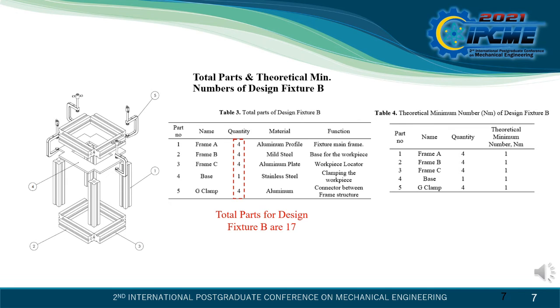Same as design feature A, we try to find the theoretical minimum numbers, but for design feature B, we try to retain all the quantity and all parts because they have their own criteria, and we also have already the optimum number of this feature. So the theoretical minimum number of design feature B is still 70, the same as the total parts of design feature B.